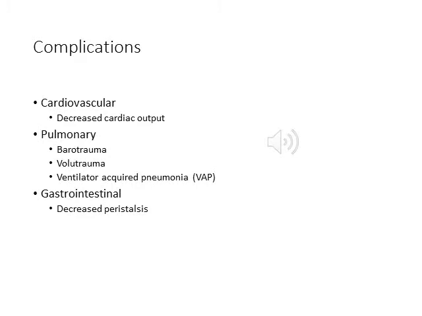Ventilator-assisted pneumonia, we're going to talk about separately because that's a huge complication with a lot of money attached, because if people get VAP, then it won't be paid for to be fixed by insurance. Gastrointestinal, decreased peristalsis. This is more not from the vent itself, but more so related to immobility and sedation. So just keep that in mind when you have a ventilated patient.